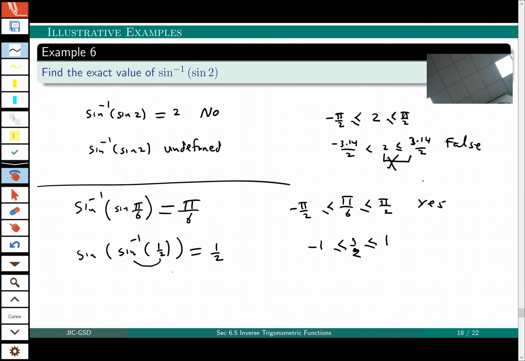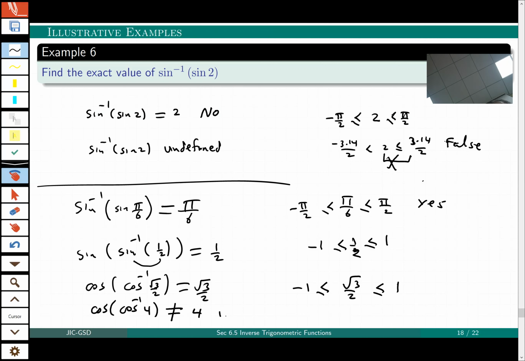The sine of sine inverse or cosine of cosine inverse √3 over 2 will be √3 over 2, provided √3 over 2 is between -1 and 1. Of course, root 3 over 2 is smaller than 1. But when we say cosine of cosine inverse of 4, that is not equal to 4. That's undefined because 4 does not belong to the interval of x between -1 and 1.